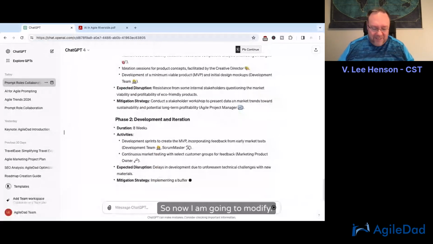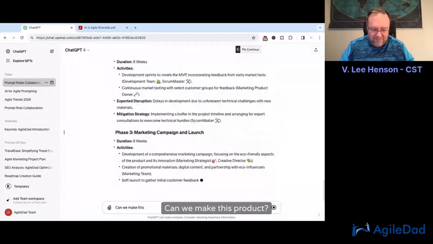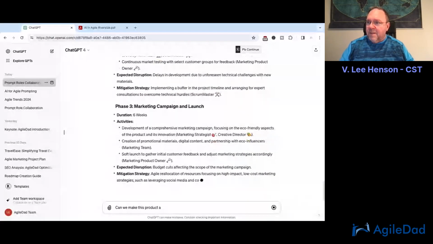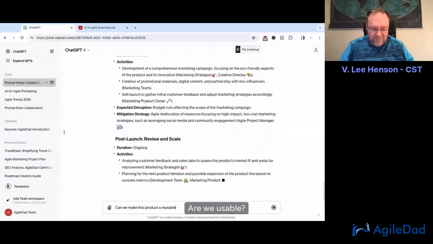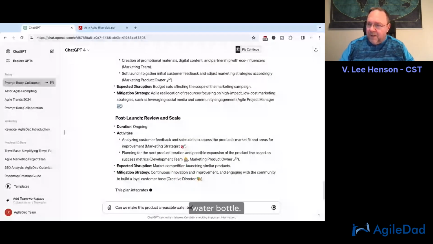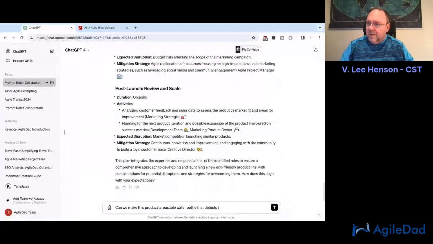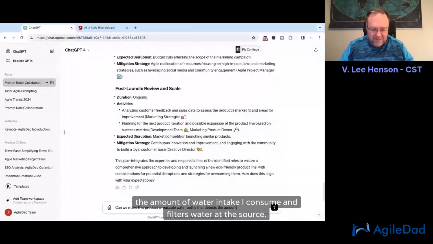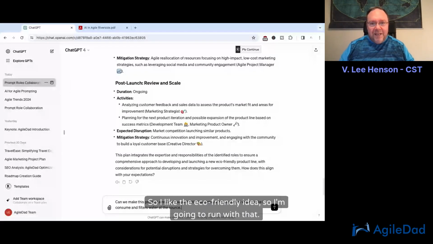So now I am going to modify. So I'm going to start typing modification. Can we make this product a reusable water bottle that detects the amount of water intake I consume and filters water at the source. Okay, so I like the eco-friendly idea, so I'm going to run with that.